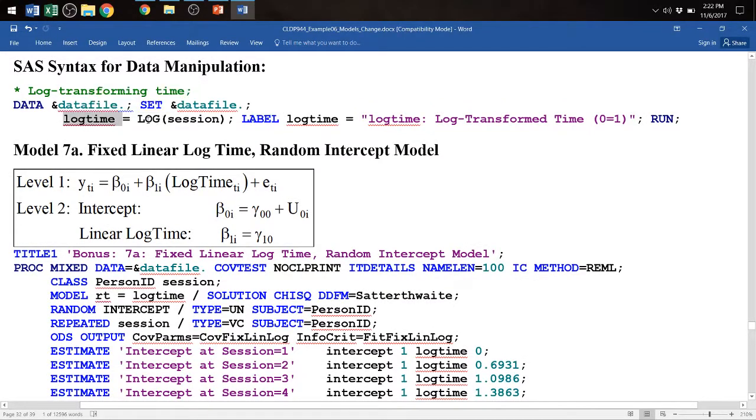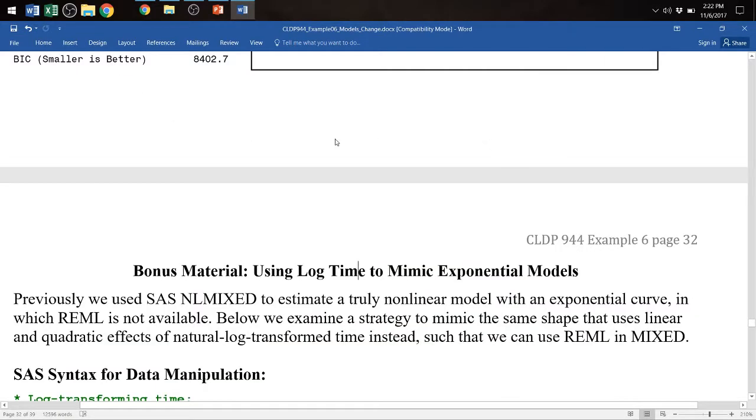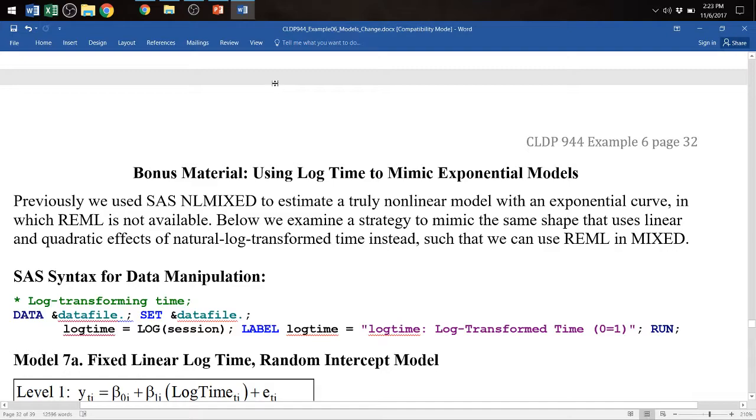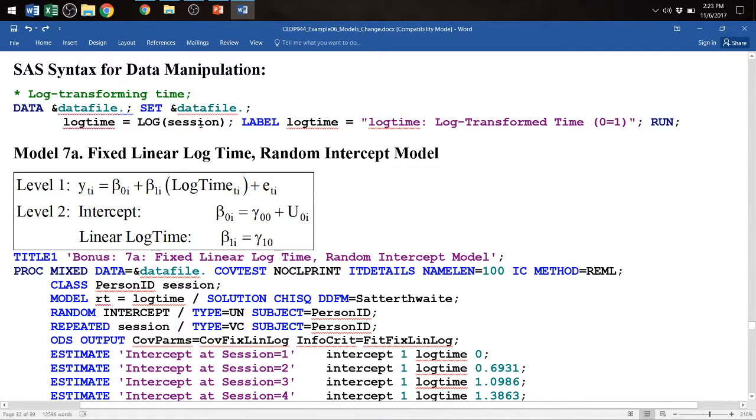Log time equals log of session. So I'm on page 32. Now one catch. Why did I use the original version of session and not any other version? Any math whizzes in the house? What's a log of 0? Not defined, not a thing. So you have to start with a time variable that doesn't have zeros in it. So by logging session, the log of 1 is 0. So then I end up with the same type of session 1 as my reference point that I do in any of the other models that we've got.